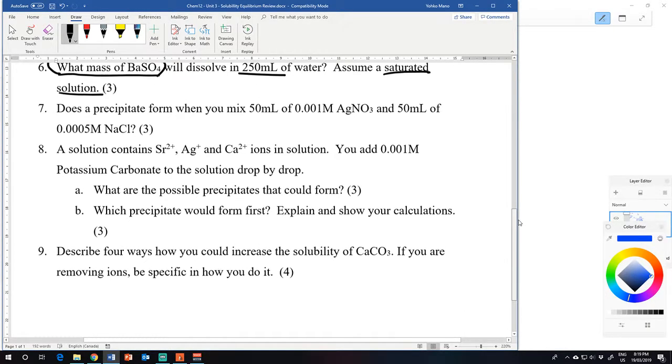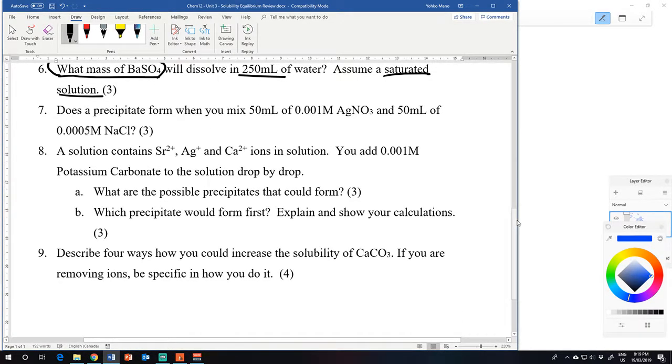All right, number 7. This one requires a little bit more thought, I want to say. This requires a little bit more thought, because we are mixing some amount of silver nitrate with some amount of sodium chloride.